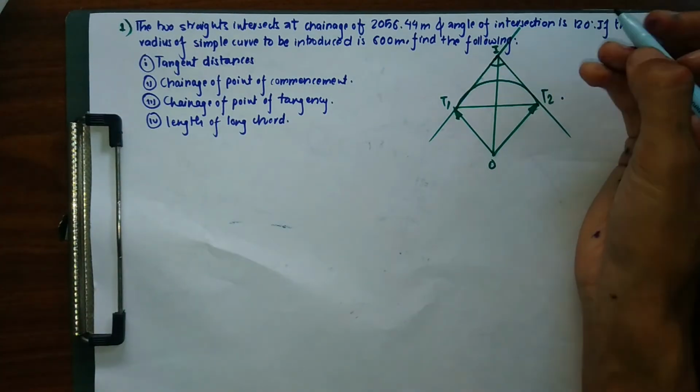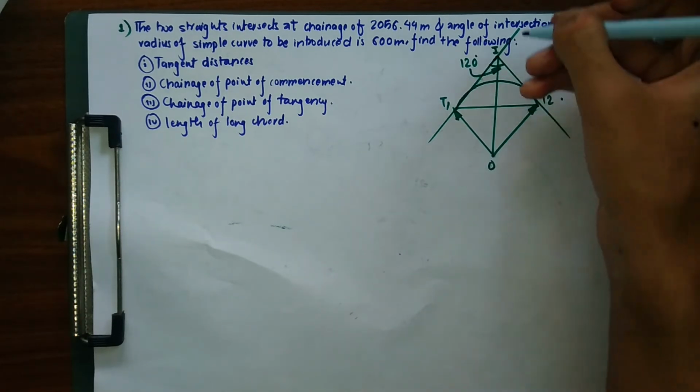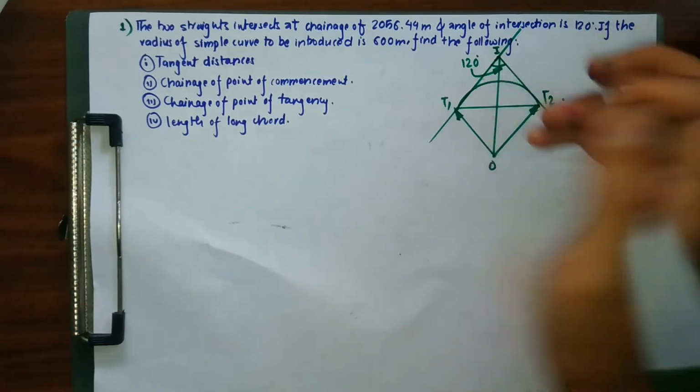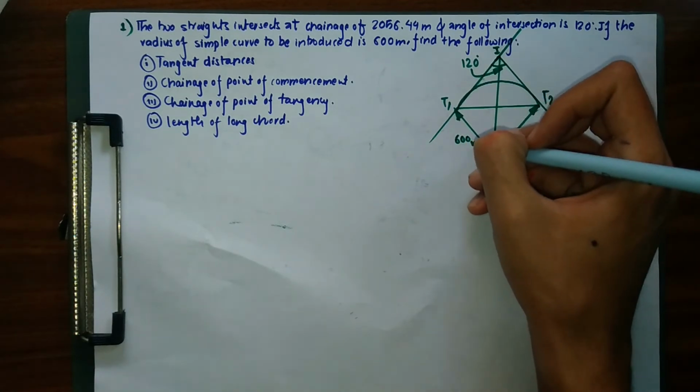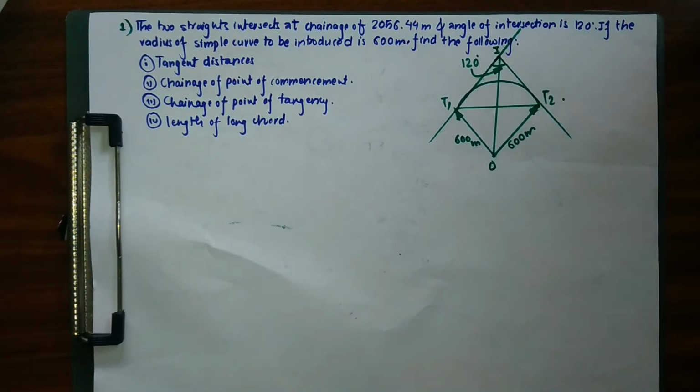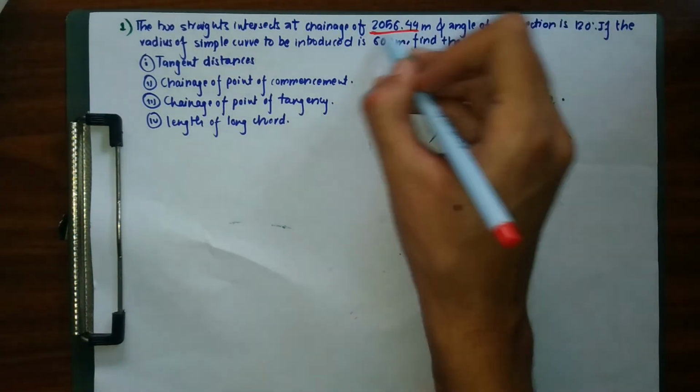So my angle of intersection is equal to 120 degrees. So this is going to be my angle of intersection. And my radius is 600 meters. So both distances are 600 meters. And next, what I have been given is the chainage of the point of intersection, 2056.44.